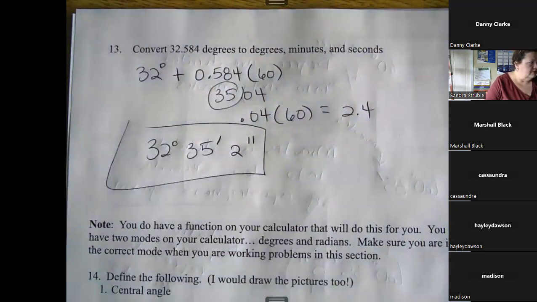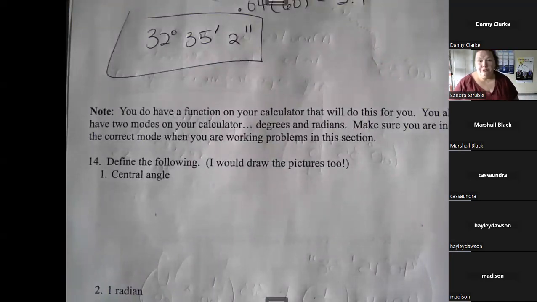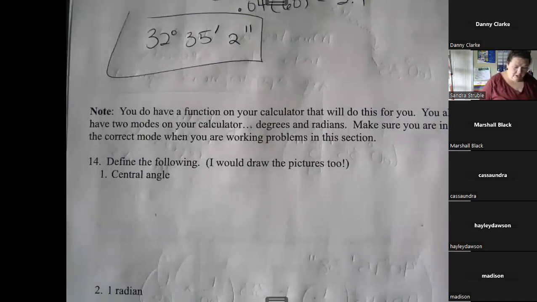Any other questions? So you have a function on your calculator that will do this for you. You also have two modes in your calculator, and this is the thing that screws everyone up on their exam. If you're going to mess up on your exam, inevitably, it's having it in the wrong mode, whether it be degrees or radians. Make sure you're in the correct mode when working on problems in this section. Currently we are in degrees, so your calculator should be in degrees. Once you start seeing a little pi symbol pop up, however, you have just moved to radians. We'll talk about that here in a second.